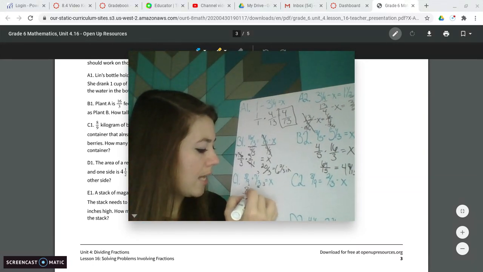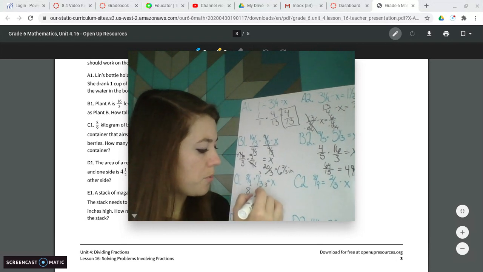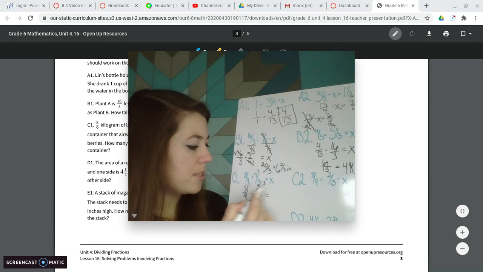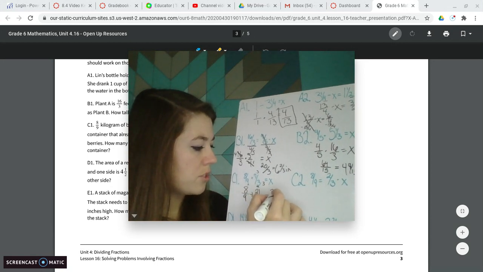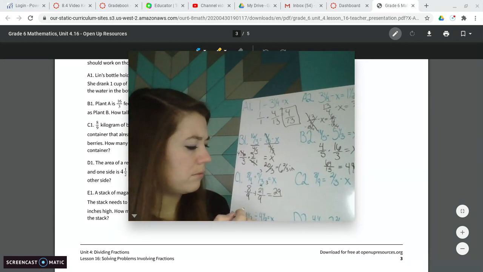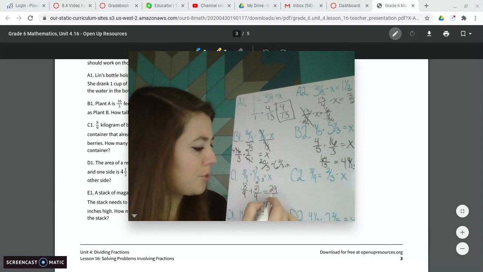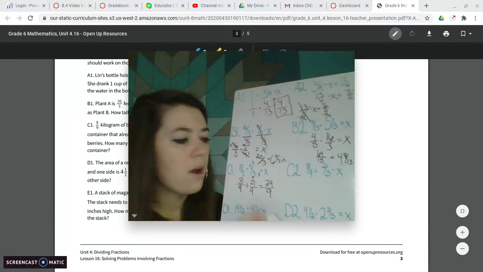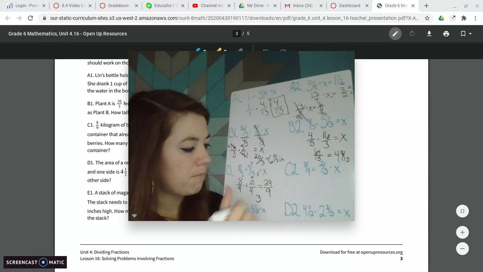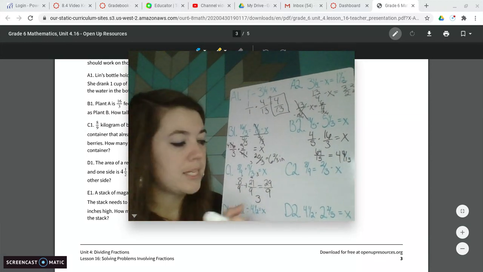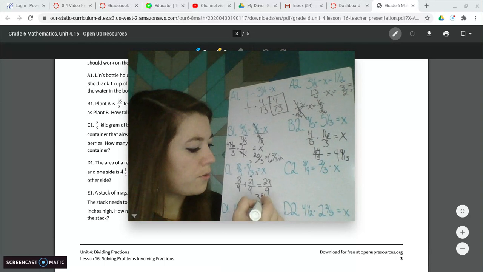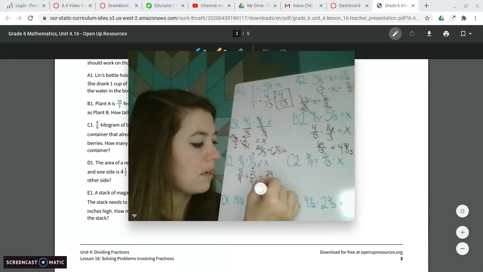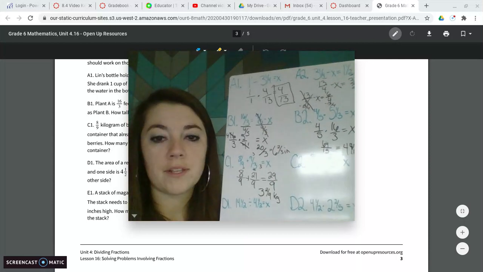So now we have 8/9 plus 7 times 3 is 21. 3 times 3 is 9. So 8 plus 21 is going to give us 29 ninths. So there's 29 ninths, or 3, because 9 can go into 29 3 times, with 2 ninths left over. So that's how many kilograms of berries are in there.